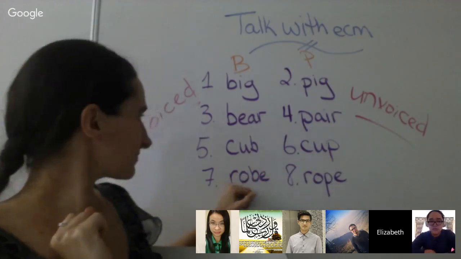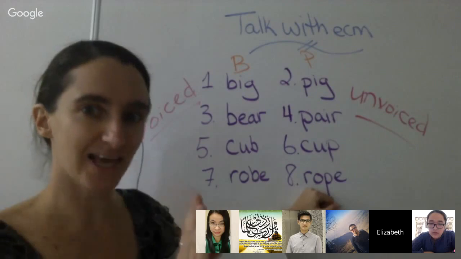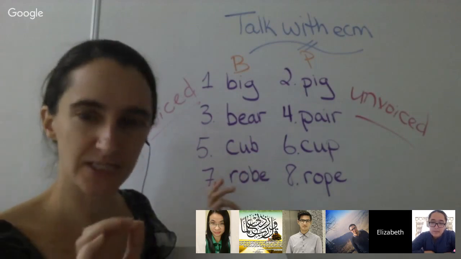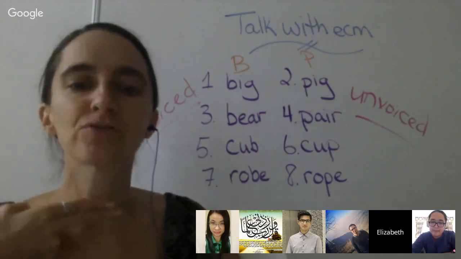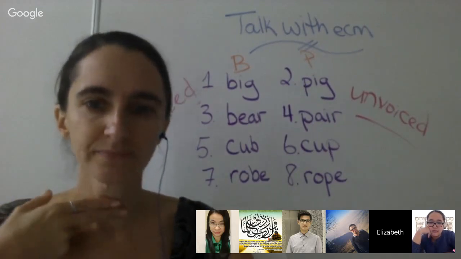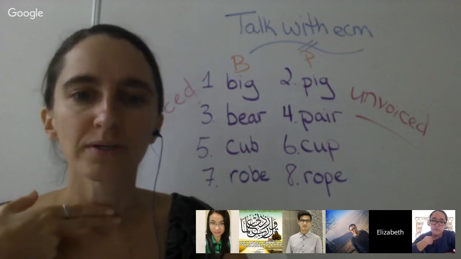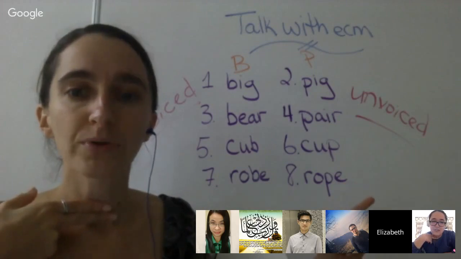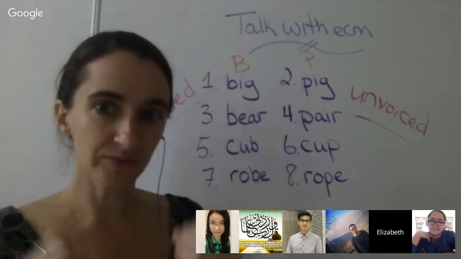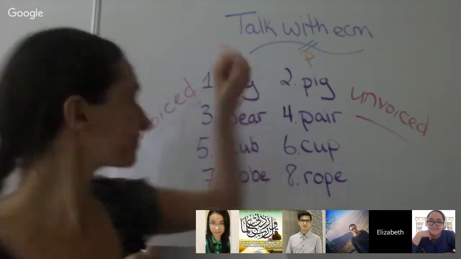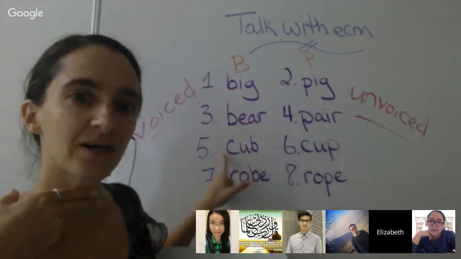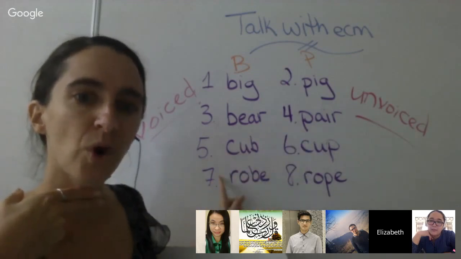Now number 7 and number 8. Again, this is at the end of the word. I made my list getting more and more difficult, so these ones are a little bit more difficult to make the distinction. But listen as I say it. And again, put your fingers here if it helps. Someone has their microphone on, I will just prepare that. Robe, robe, rope, rope, robe, rope. I'll say all of them one more time: big, pig, bear, pear, cub, cup, robe, rope.